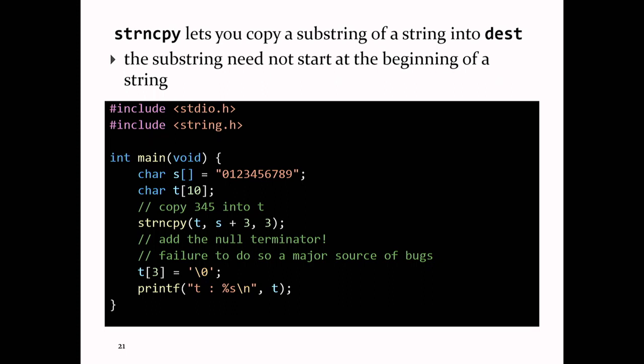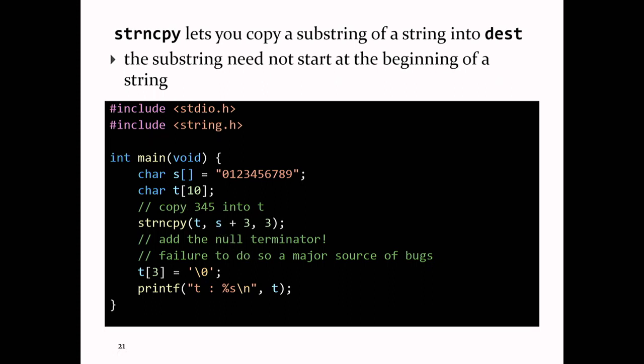We'll get that in a second. If I want to copy 3, 4, 5 into t, so I want to copy part of this string into t, then I can use strncpy to do so. So t is the destination pointer, and I want to start copying into the front of t.